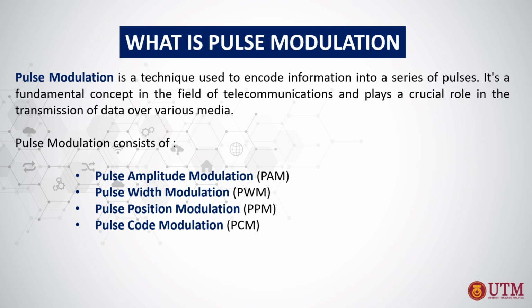Pulse modulation is a versatile technique used to encode information into a series of discrete pulses, making it fundamental in telecommunications. It involves varying specific properties of the pulses, such as their amplitude, width, or position, to represent the original data. This method is crucial for the efficient transmission of data over different media, including copper wires, optical fibers, and wireless channels.